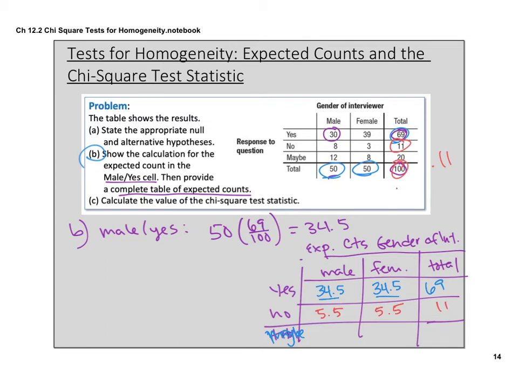Now let's take a look at the maybe. That was the one that I missed, sorry. So for maybe you got 20 out of 100, which is 0.2. So 0.2 times 50 is going to be 10. 10 plus 10 is 20. And if I add those up down at the bottom, 34.5 plus 5.5 plus 10 does in fact give me 50, and it's the same for both. 50 and 50 is 100. Okay, so this is what my expected counts table would look like.